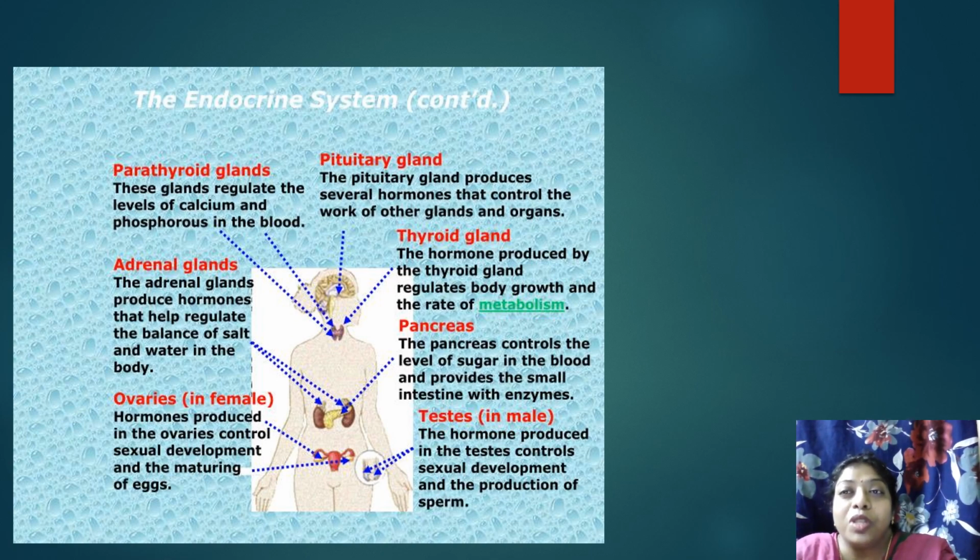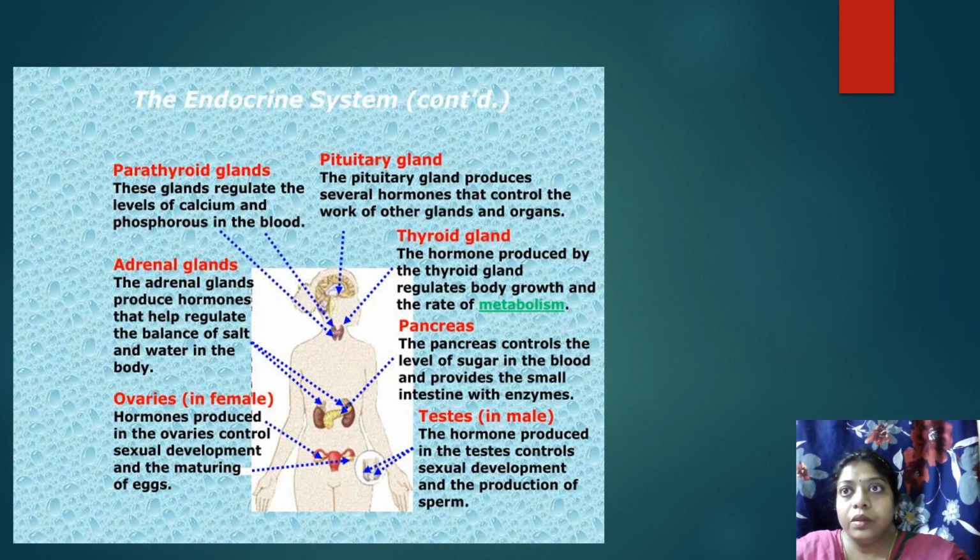When you talk about the ovaries, what do the ovaries do? The ovaries in females help in the production and maturation of the egg, especially during the time of reproduction. And what does the testis do? It controls the sexual development and helps in the production of sperms. So this is the overview and the function of the endocrine glands.